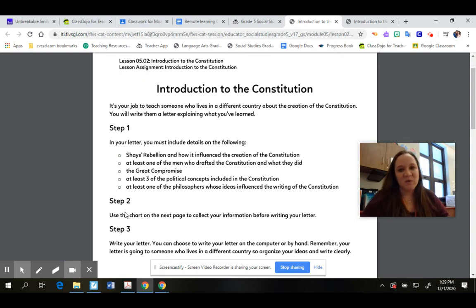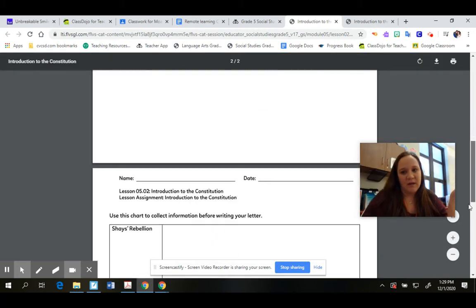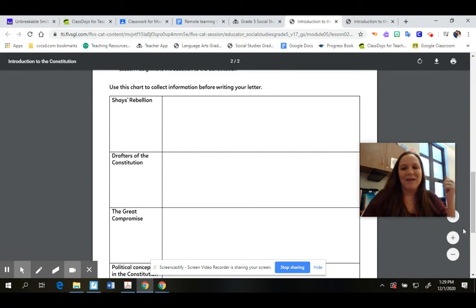Then it says, this is where the confusion was, use the chart on the next page to collect your information. Well, we're like, where's the chart? Well, if you keep scrolling, the chart's right here. I missed it like 2 or 3 times. So you're going to use this chart. Now, obviously you can't write on it right now the way it is.